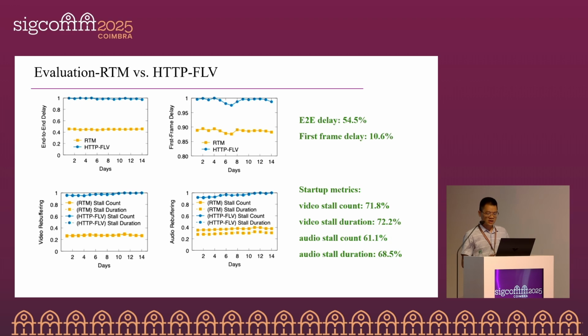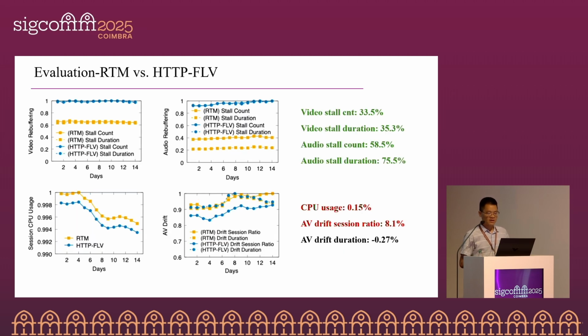To evaluate the overall effectiveness of our optimizations, we conducted a 2-week A/B test in Q4 2024. Comparing RTM with FLV, the results show that RTM significantly outperforms FLV across most key metrics. For example, the end-to-end delay is reduced by more than 50%, and the startup stall metrics are all optimized by more than 60%. However, compared to FLV's colo-based TCP stack, RTM's user-space WebRTC stack slightly increases CPU usage by 0.15%.